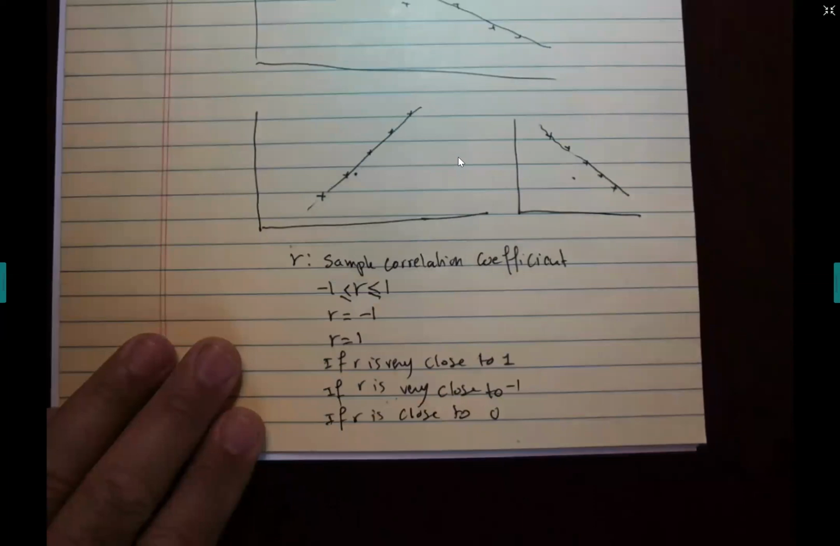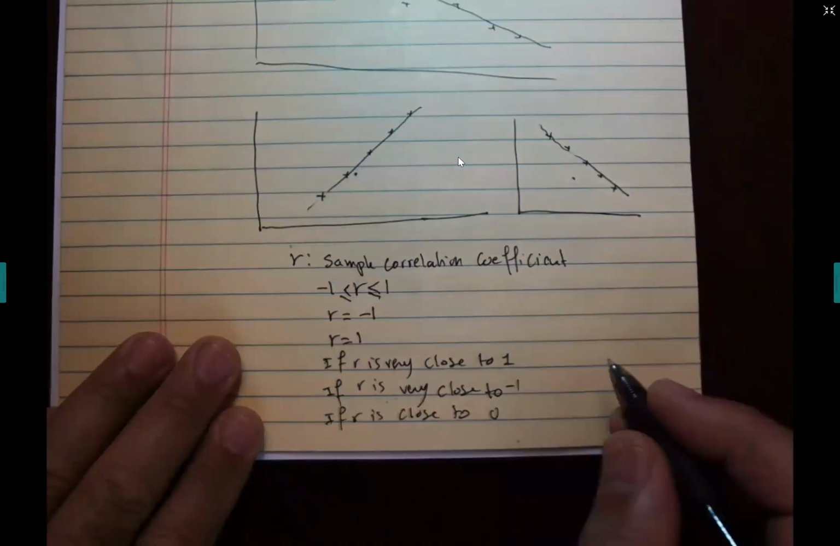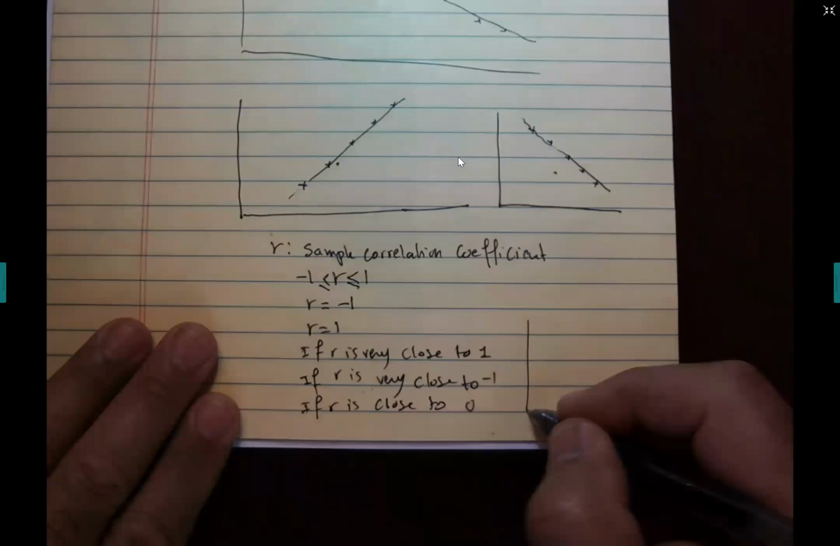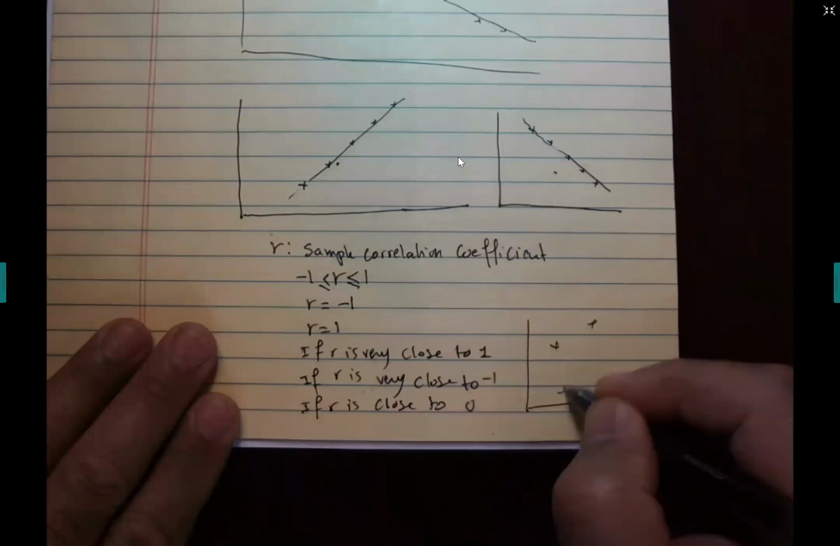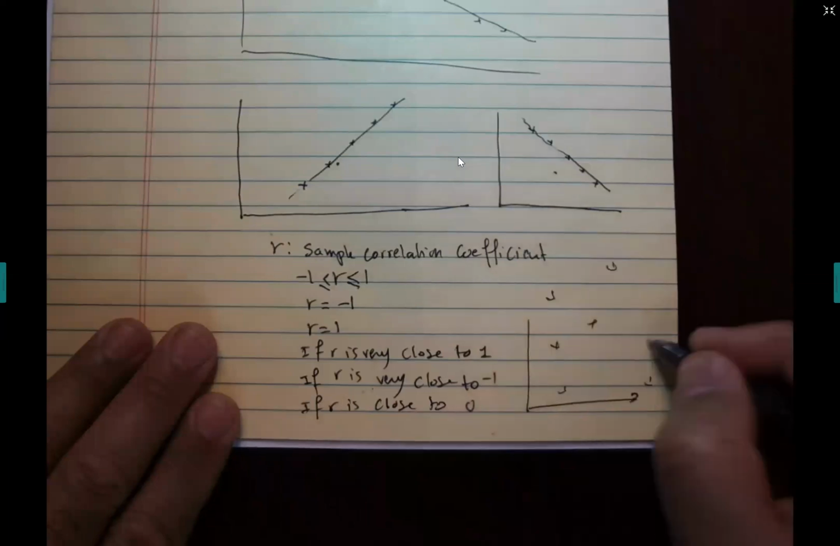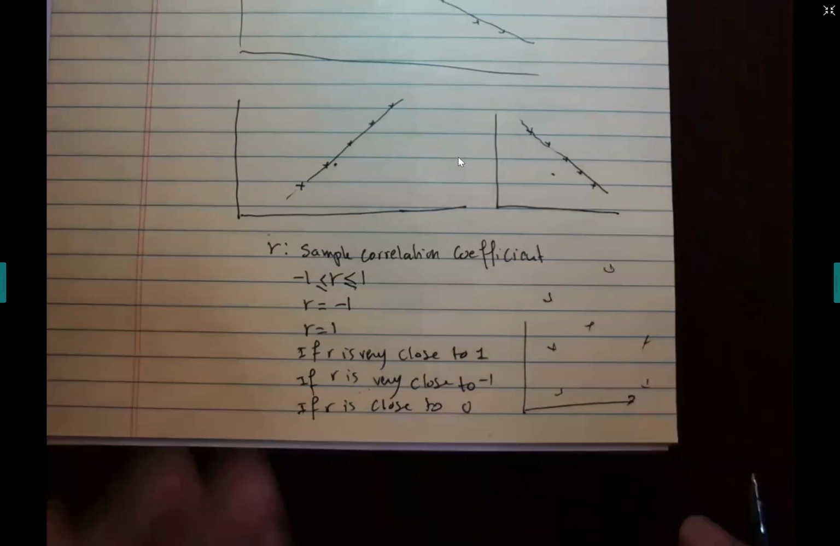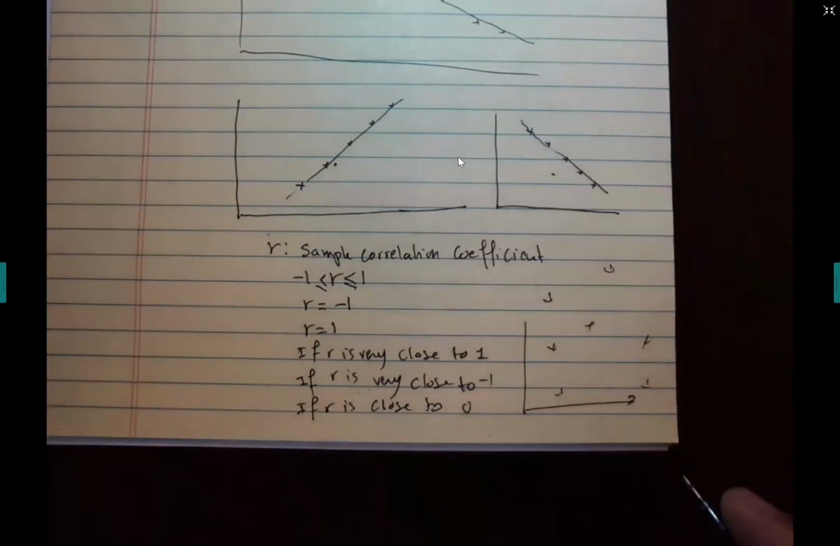Let me give you an example for when R is close to 0, when you get your data, something like that. You see, guys, the data is scattered all over. I cannot tell if there is a positive linear or negative linear. They don't seem to fit on one line. This is when R is close to 0.